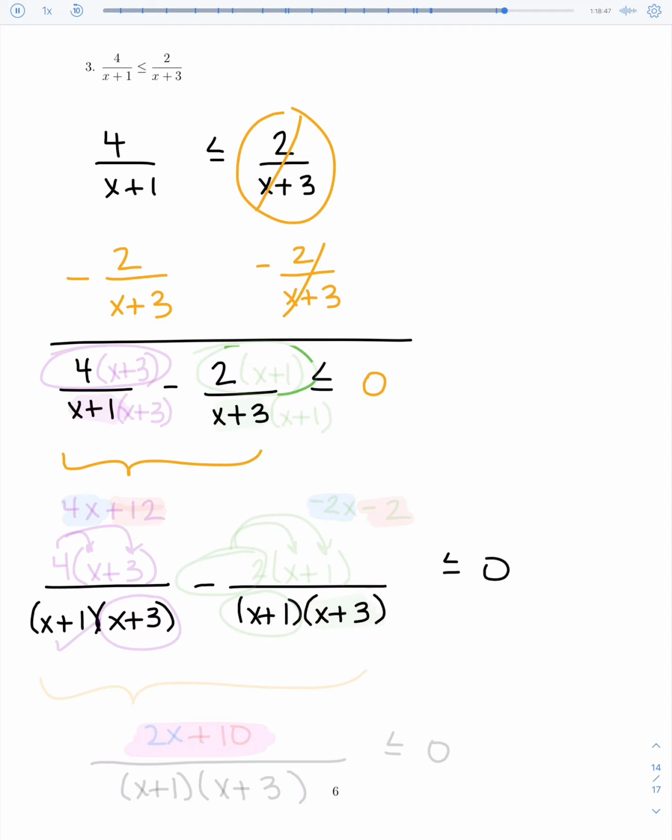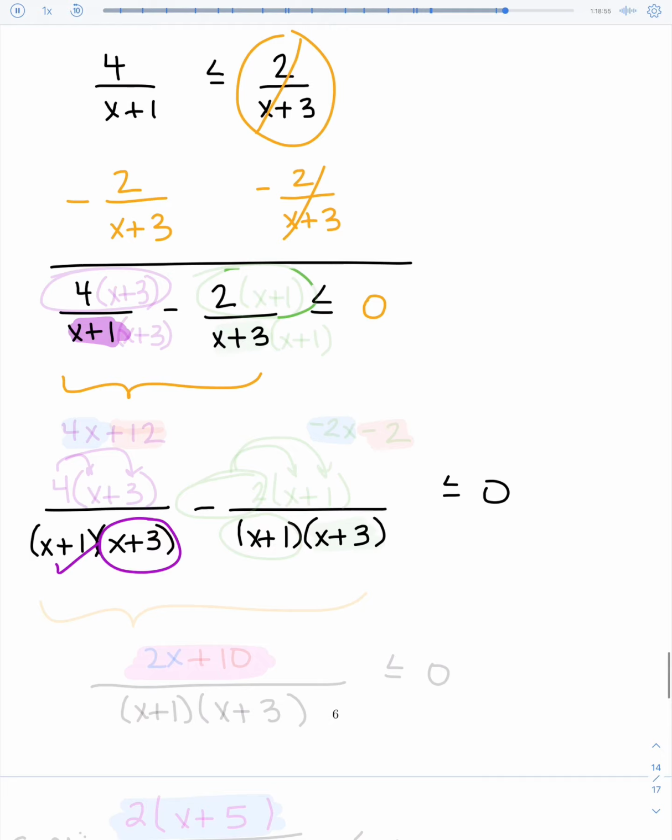Well, notice that the first fraction already has the x plus 1. So it's missing the x plus 3. So what that means is I need to multiply the bottom and the top by an x plus 3, which gives me now a 4 times x plus 3 on top.